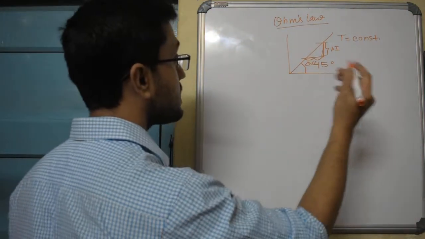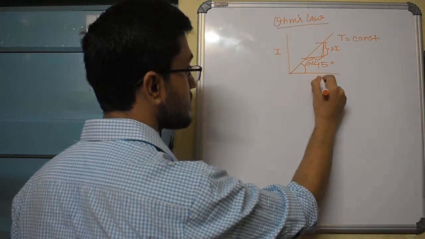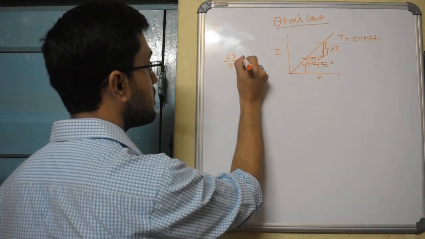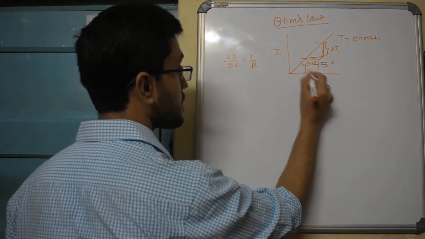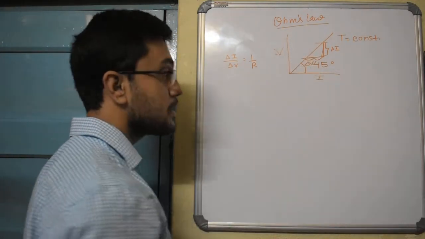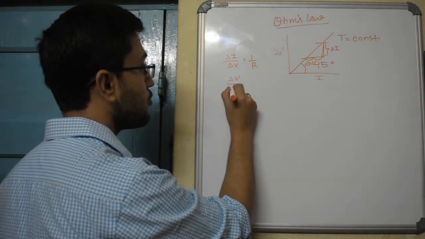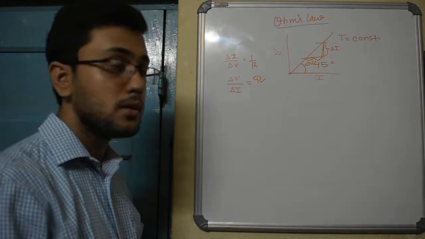Remember one thing, as I said, if the y-axis has current and the x-axis has V, then slope delta I by delta V will be 1 by resistance. But if the x-axis has current and the y-axis has V, it all depends on how you plot your data. In that case the slope will be delta V by delta I, which will directly be resistance. So don't get confused by this.